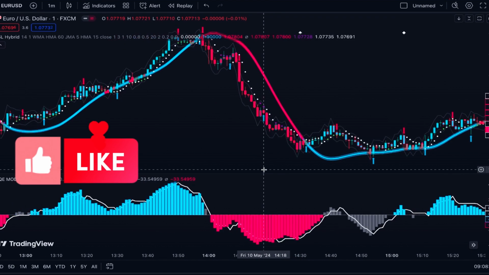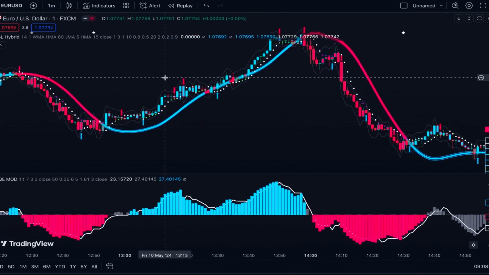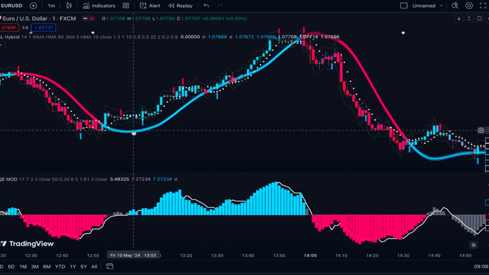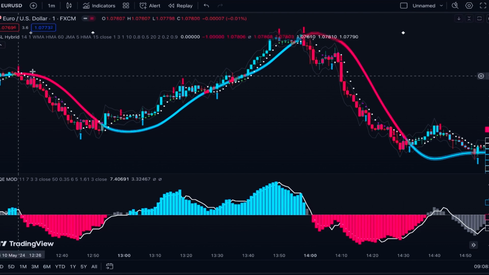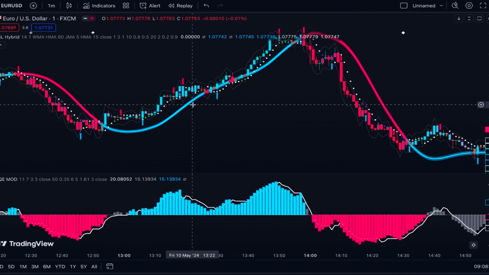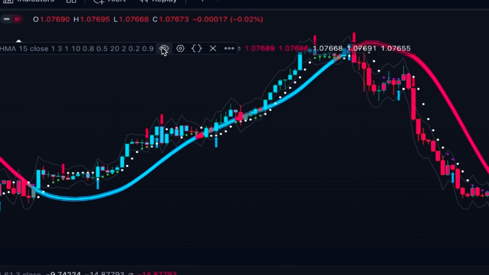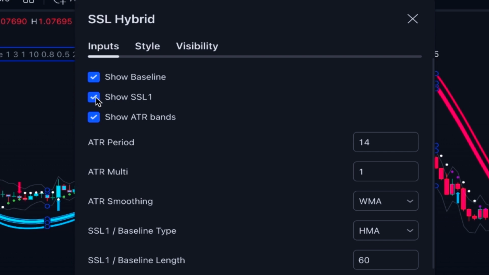Alright, now let's see what we have here in SSL hybrid and how we can use these two indicators together. Here, this line is the baseline, and as you can see, it changes between red and blue depending on the direction of the market. When it's red, the market is trending down, and when it's blue, the market is trending up. The baseline is calculated based on SSL1, which by default here in the settings, SSL1 is off, which you can turn on, and this is it.